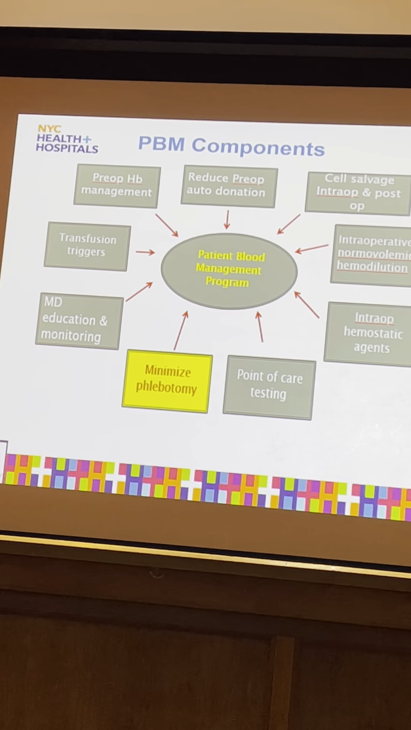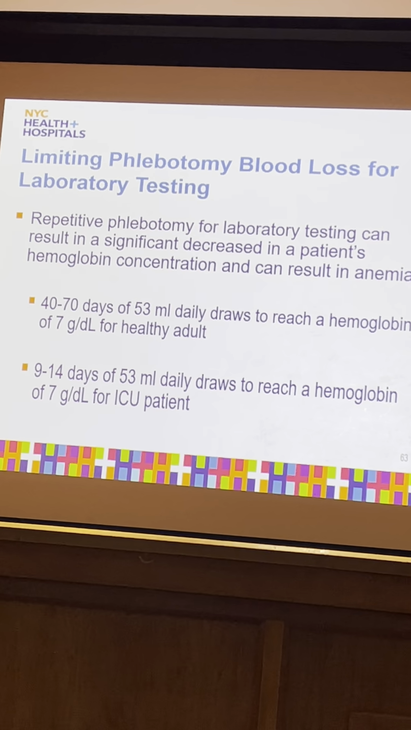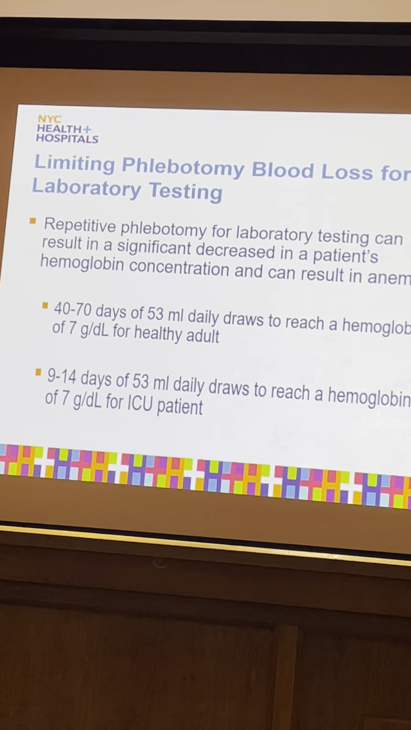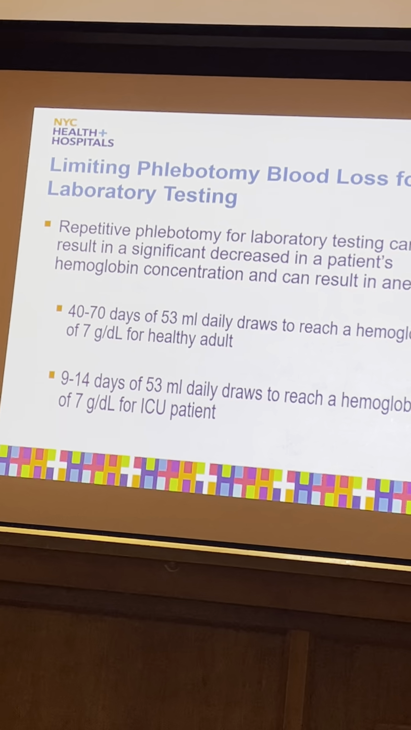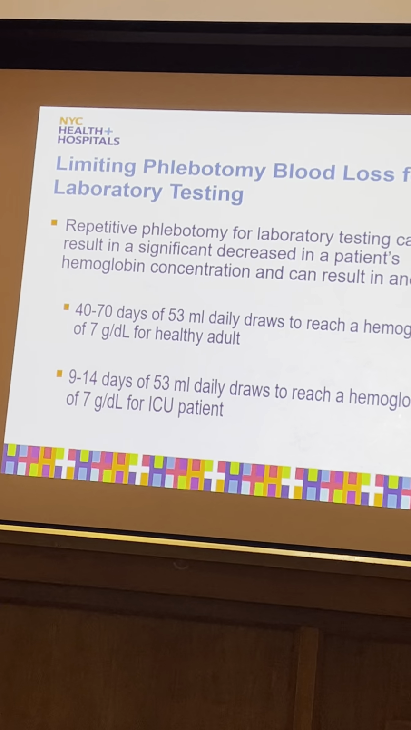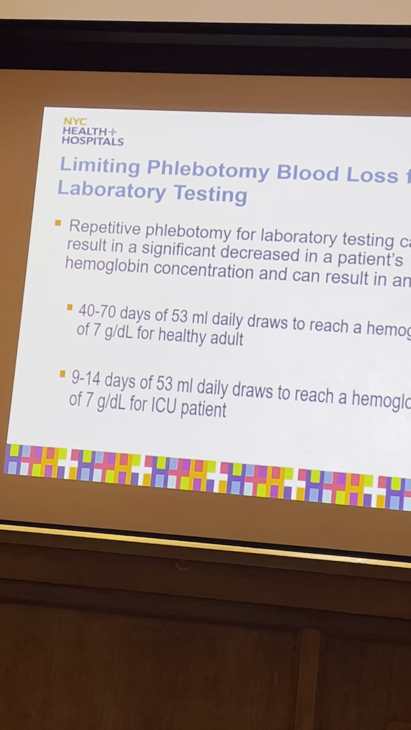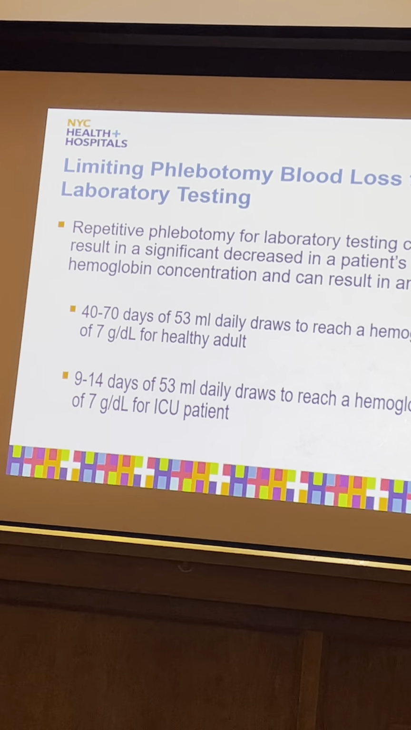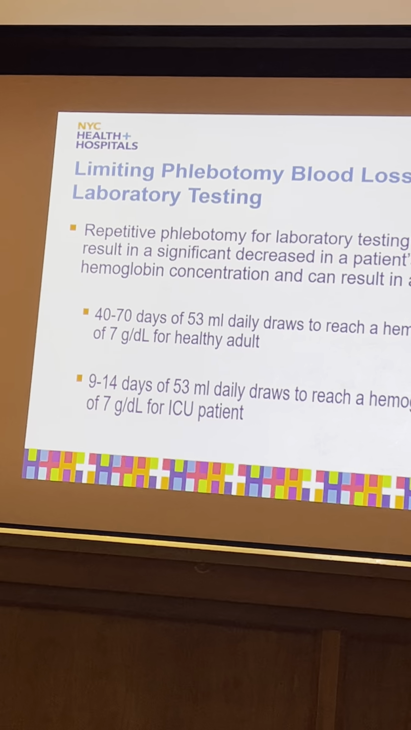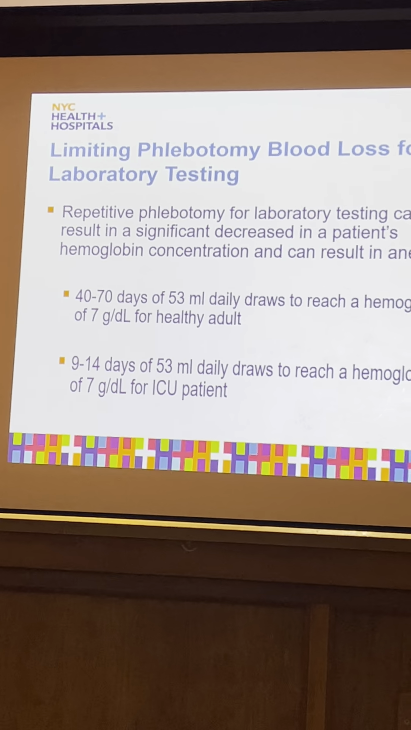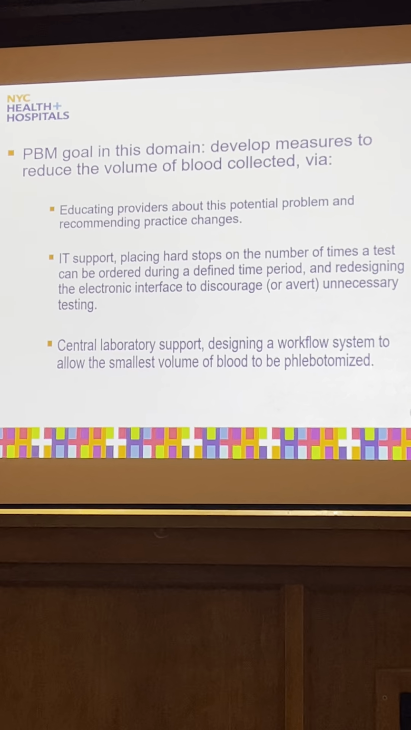And then the last component is the minimization of phlebotomy, right? I kind of alluded to that in the point of care testing. Repetitive phlebotomy, especially in certain patient populations, is definitely at the fault of our own. You can look at the numbers here: in a healthy patient like me and you, over a number of days, if we're routinely drawing only a small amount of blood, 53 mLs over a number of days, we can become an anemic patient. Consider the ICU patient: the average hemoglobin is definitely lower than in healthy patients. They can definitely reach that anemic level and below really, really quick. So just be cognizant.